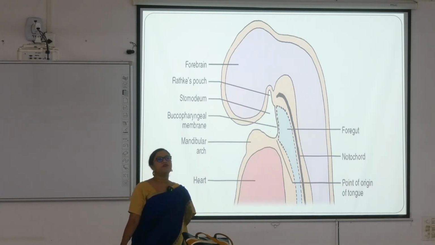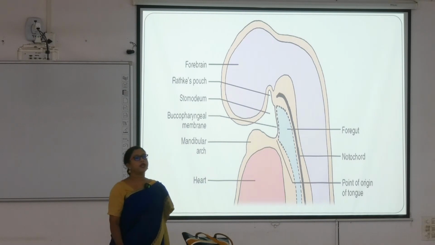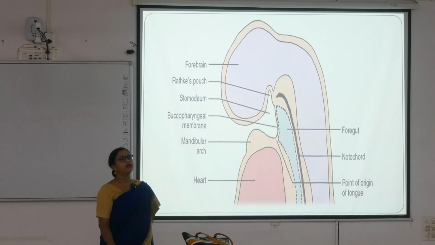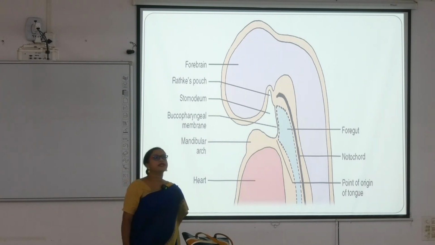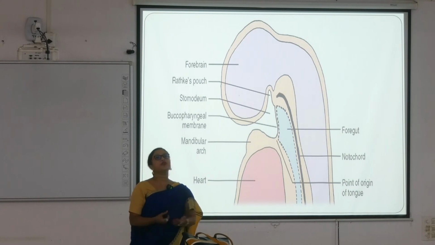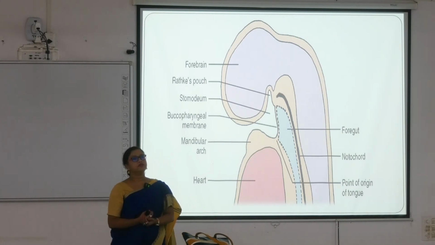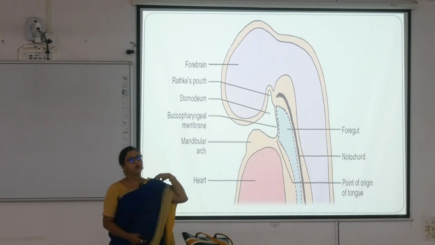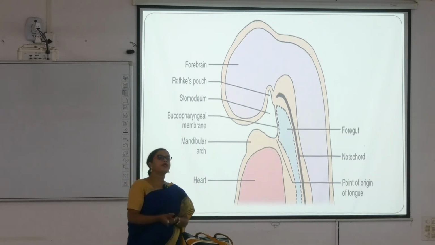Chorda tympani is a branch of, who will tell? Facial nerve. Okay, chorda tympani is a branch of the facial nerve. Third one is the posterior 1/3, supplied by the glossopharyngeal nerve. Okay, and the most posterior part of the tongue is supplied by the superior laryngeal nerve, which is a branch of the vagus.